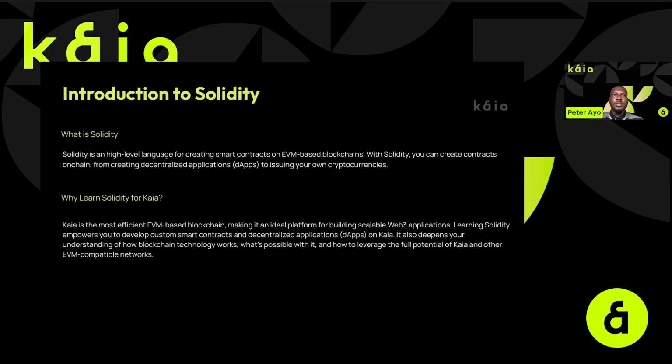Solidity is the most popularly used programming language for writing smart contracts. So with Solidity, it means that you can create contracts on chain. You can create contracts that help you build decentralized applications, and also issue your own cryptocurrencies, right? I think we're still going to do a deep dive into cryptocurrencies, right? But in layman terms, Solidity is a high-level programming language for creating smart contracts on EVM-based blockchains, right?